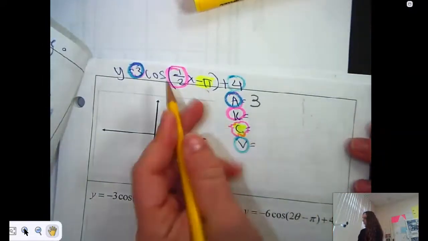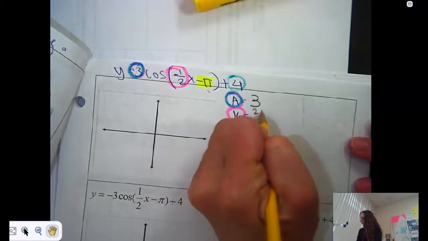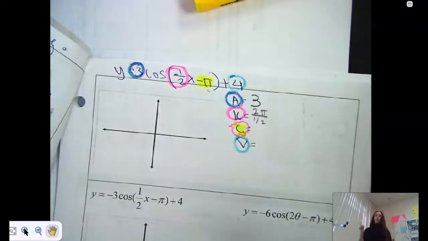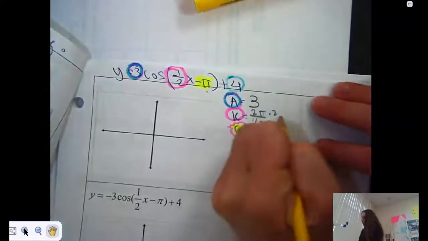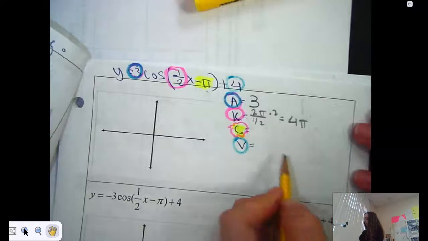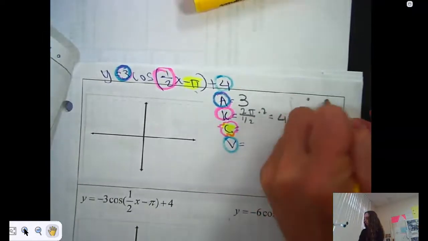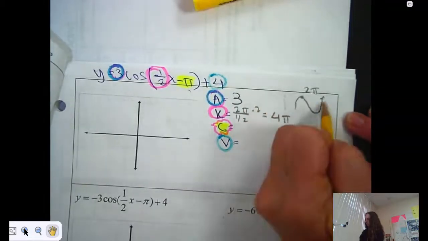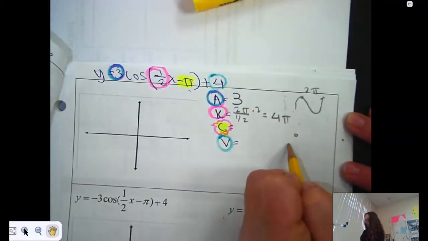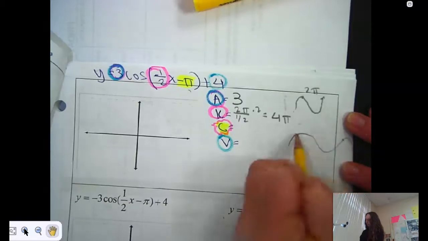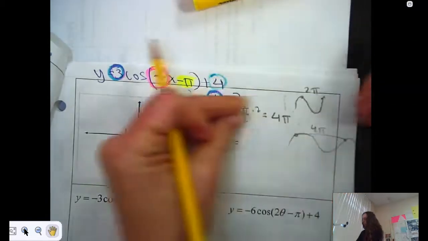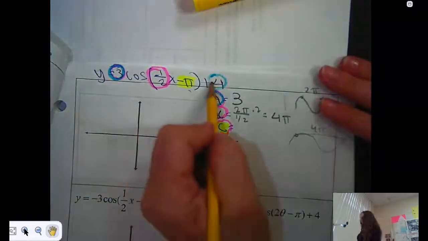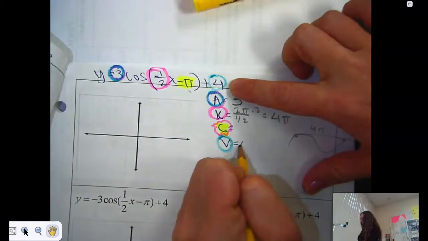I'm in radian mode. So it's not just 2 pi, it's 2 pi over 1/2. Dividing by 1/2 is the same thing as multiplying by 2, which means it's 4 pi. Normally, if my hump to hump is 2 pi, like if I was going like this, that means now hump to hump, it's 4 pi. So it's twice as horizontally wide, okay? Let's do the vertical shift is 4.